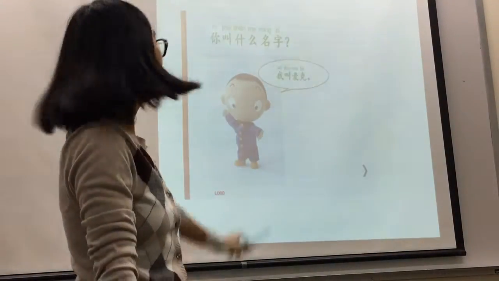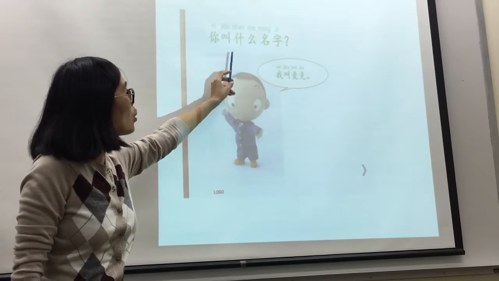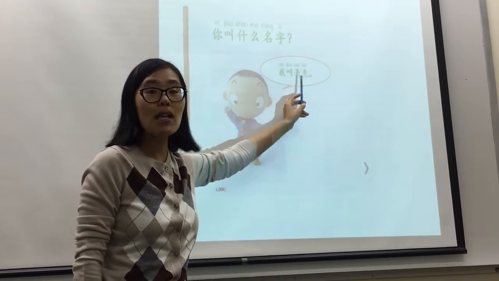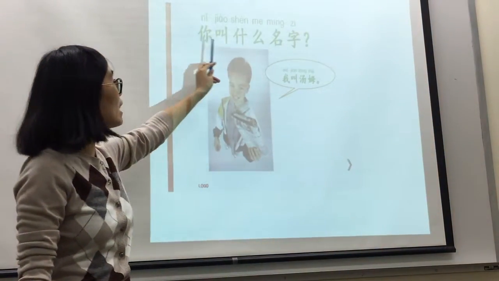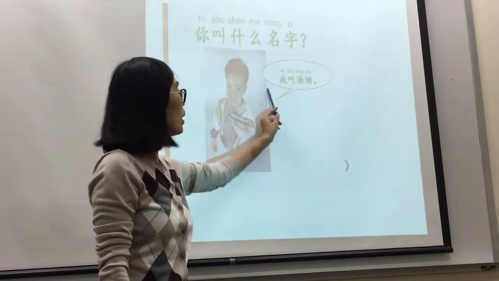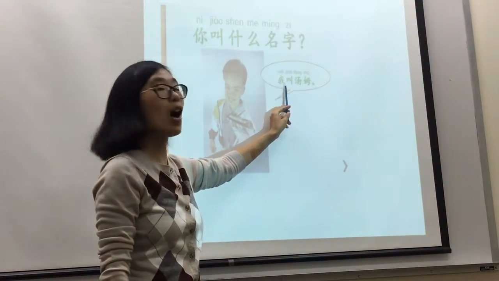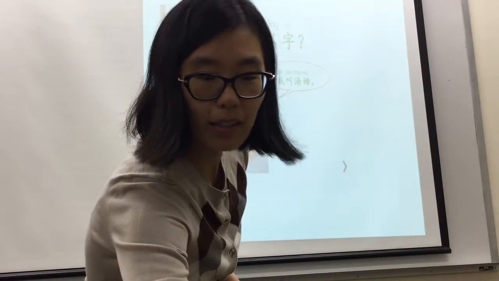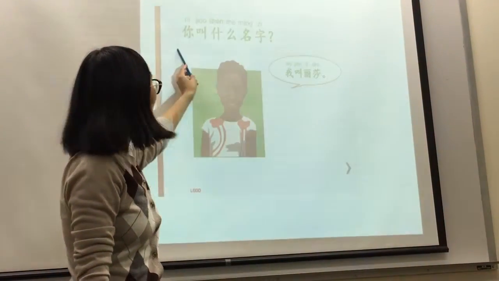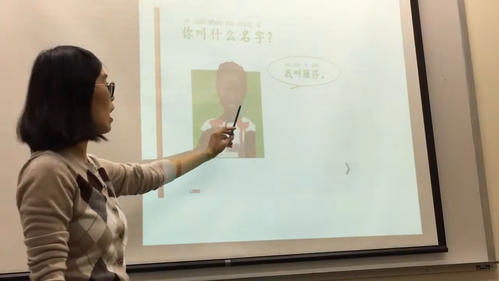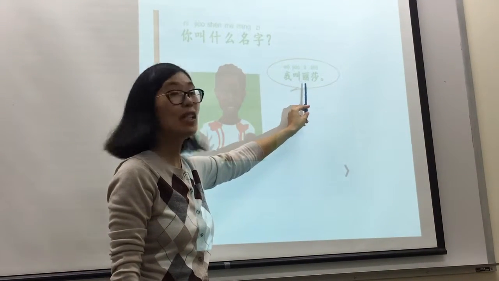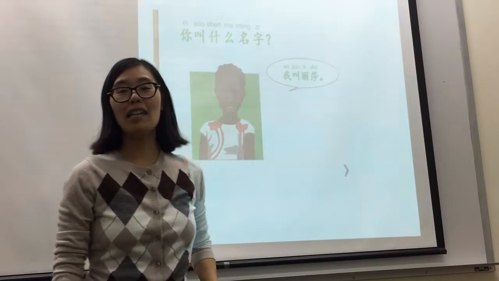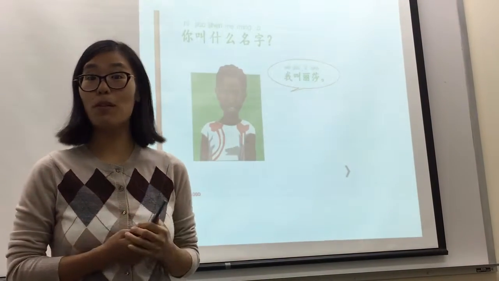Next one, 下一个。请问 excuse me, 你叫什么名字？我叫 Michael. 我叫 Michael. 请问你叫什么名字？我叫 Tom. 我叫 Tom. 请问你叫什么名字？非常好, repeat after me, please. 我叫 Lisa. 我叫 Lisa. 很好。And now I think you know how to ask about someone's full name.